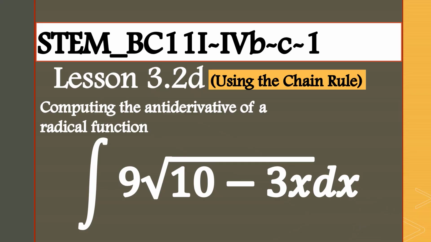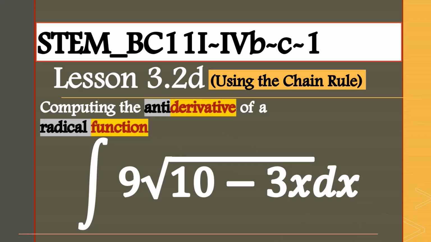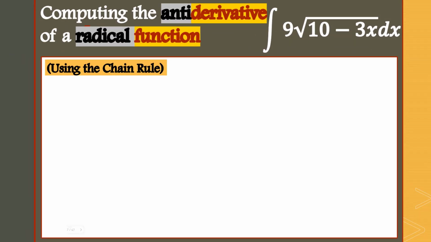Let's compute the antiderivative of this given radical function using the chain rule. Similar to the previous examples, before we can use the chain rule, let's verify if this given function is a composite function or can be written as a composite function of two functions. You have here the integral of 9 times the square root of 10 minus 3x dx. Let's show that this contains a composite function.